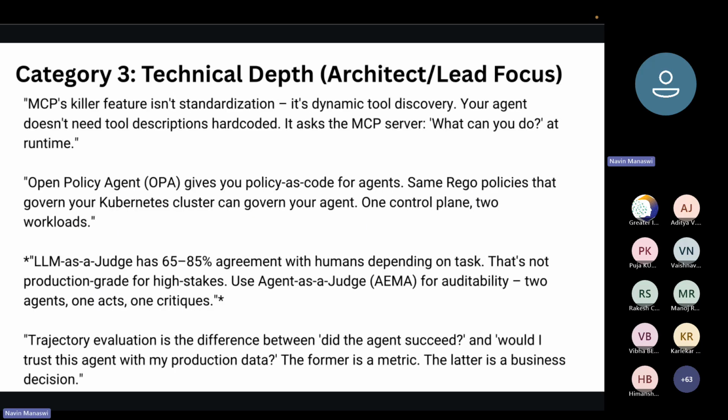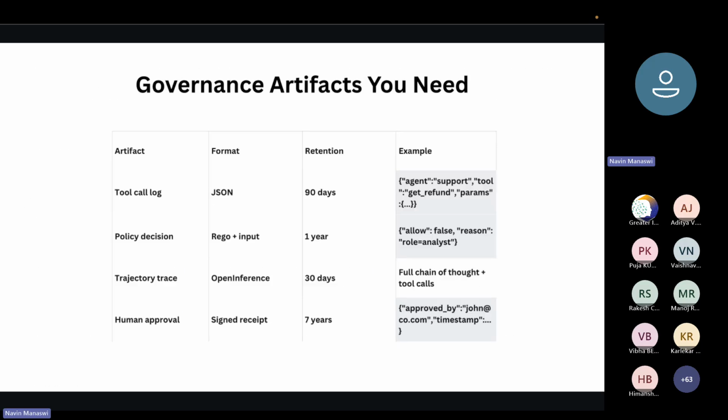Then we talked about the technical depth, how we implement it. We implement tool call logs in this format and this manner. We apply policy, and how to apply it is the main thing. You use Rego code, and with this code we enforce the policy. Okay, this way we have done it.